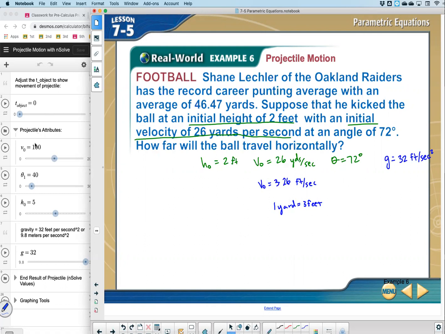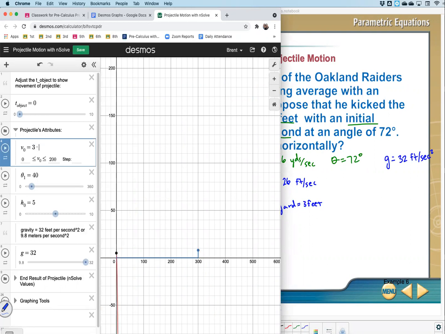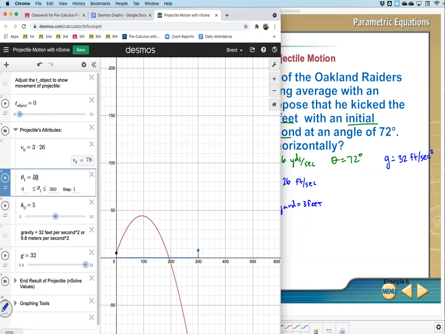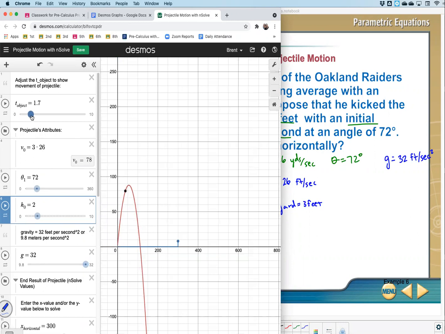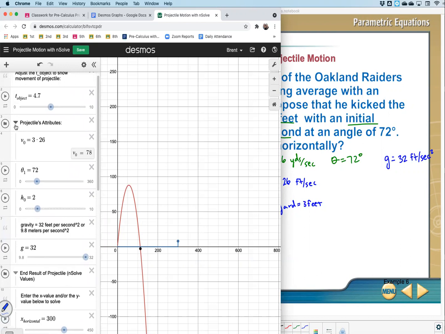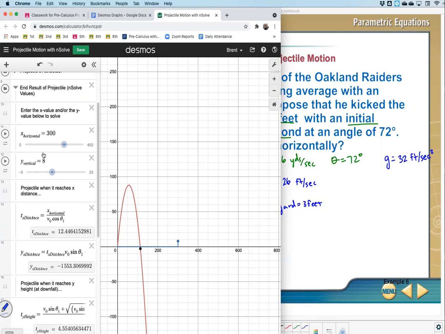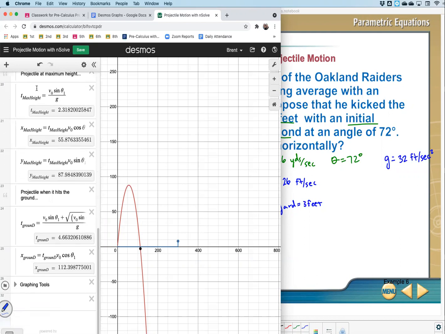If you use this set of equations, we could solve this saying our initial velocity was 3 times 26, which is 78 feet per second. He kicked this ball at 72 degrees from an initial height of 2 feet. We're going to use gravity as being 32. If you look at this, you could trace where the ball is and see how far horizontally it goes when it hits the ground. If you open up this folder here for the end results of the projectile, you can scroll through and read these all on your own. But there's a point near the bottom where I say, the projectile at the maximum height and the projectile when it hits the ground. Two things we solve for commonly.